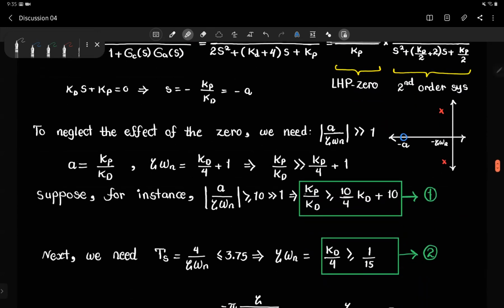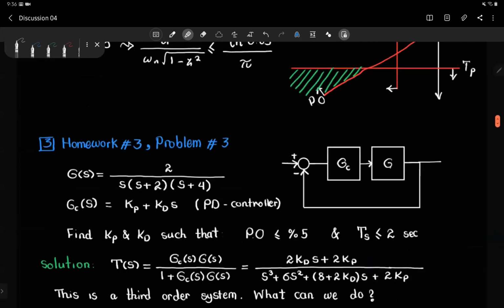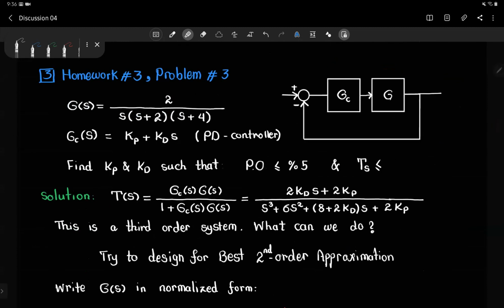So this is the first requirement that we have. We need this inequality in terms of kp and kd to be satisfied. Now, the next inequality: we want to satisfy the transient requirements. We have a second order system and we have expressions for zeta times omega n and for omega n as well. We want the settling time, which is equal to 4 divided by zeta times omega n, to be less than 3.75 seconds. Okay, let me correct this here.